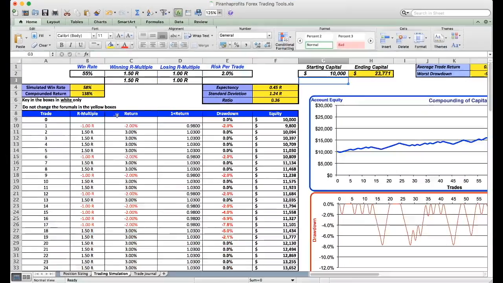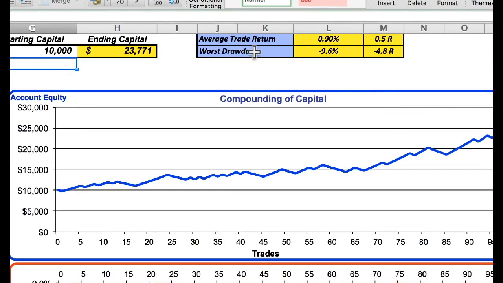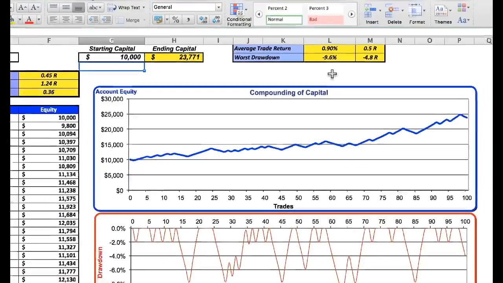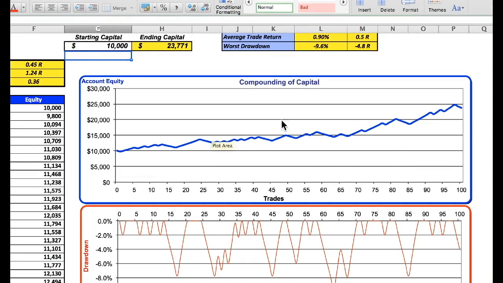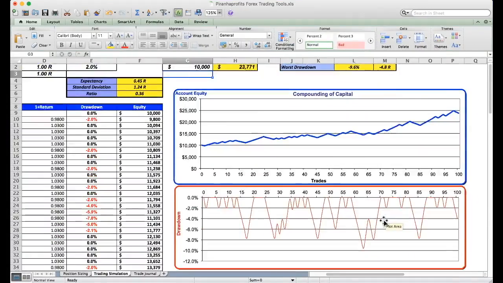Very important. Okay, and always know that you will have drawdowns. In this case, you can see out of 100 trades, the worst drawdown was minus 4.8, which means we had an average of about 5 losses in a row. And if you're risking 2%, that's about a 10% drawdown. So as your capital grows from 10 grand to 23 grand, you can see these are the drawdowns where your capital will fall over here. These are the drawdowns that will happen.